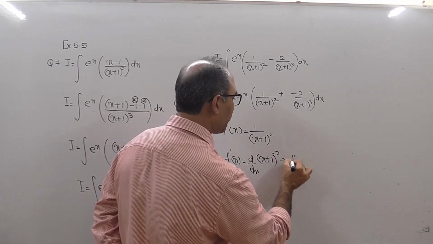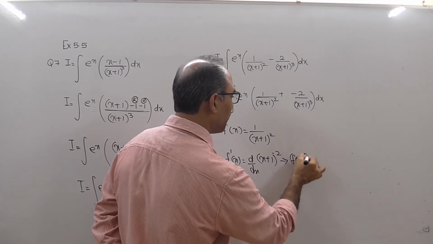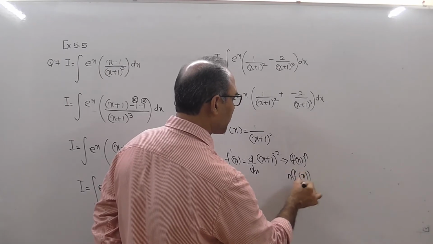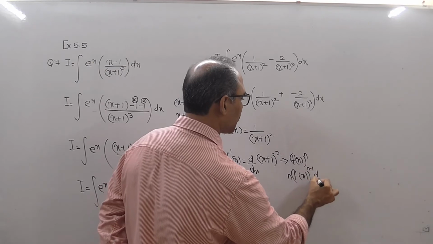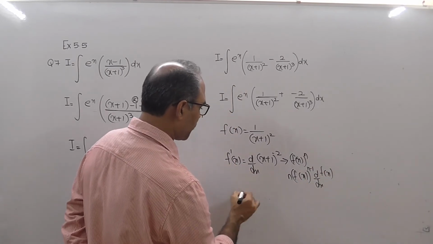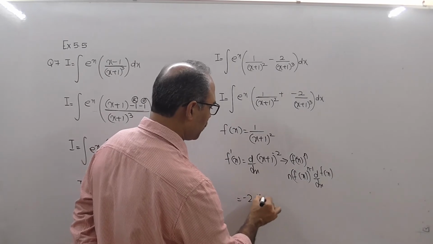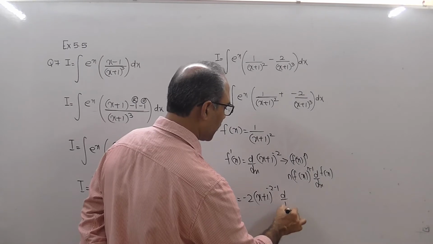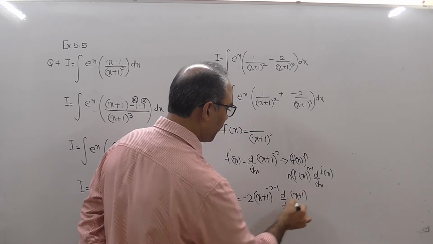This is in the form of f of x raised to n. The derivative will be n f of x raised to n minus 1 times d by dx of f of x. So the answer for this will be minus 2 times f of x raised to n minus 1 times d by dx of f of x.